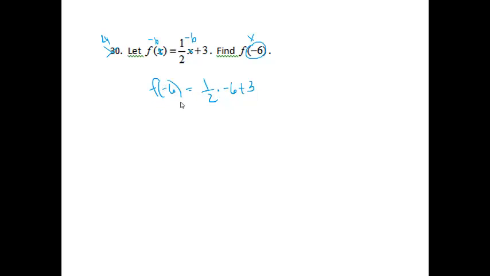Okay, we don't really need to do anything with the left side. If you remember, that's just notation. So we're just going to work with the right side. Half of -6 is -3. -3 plus 3 is 0. So my answer would be 0.